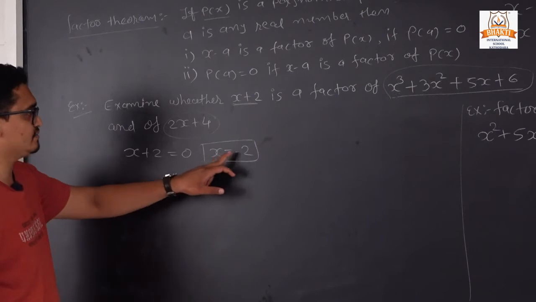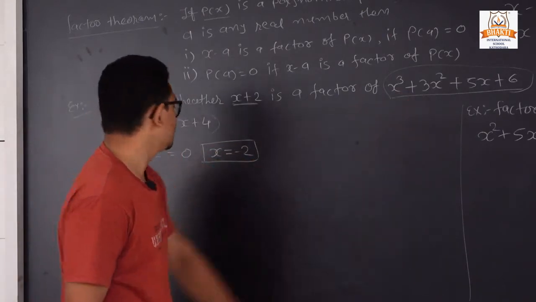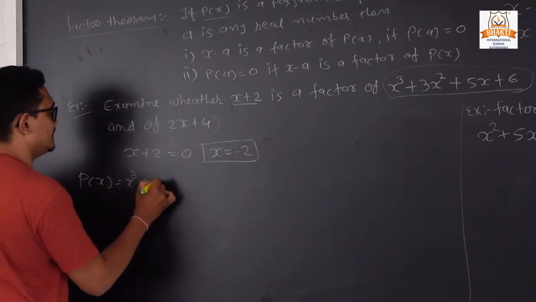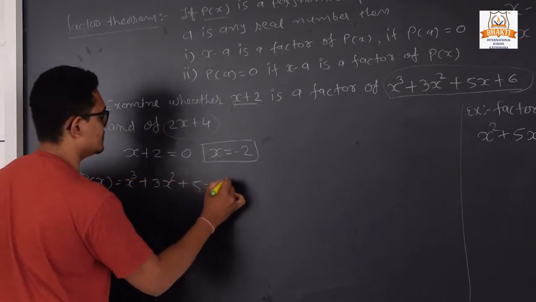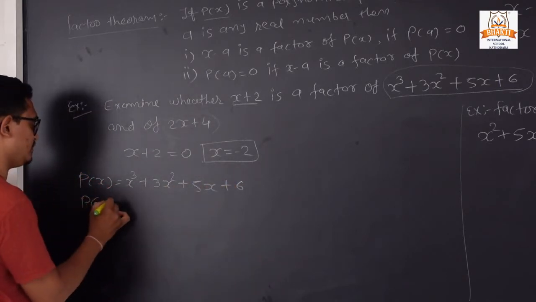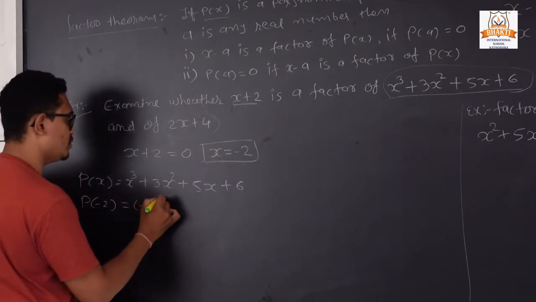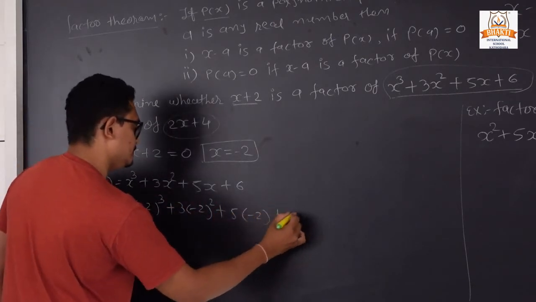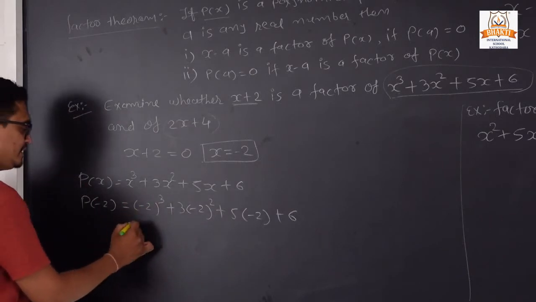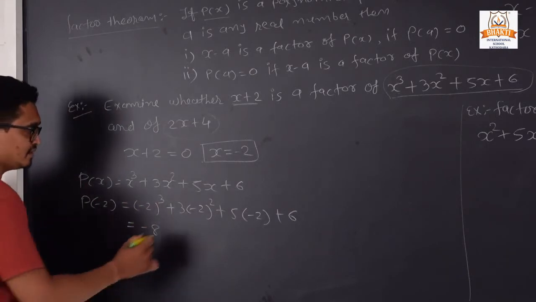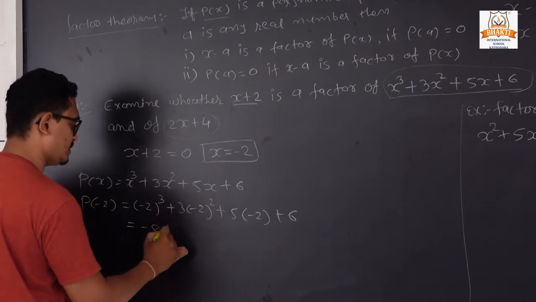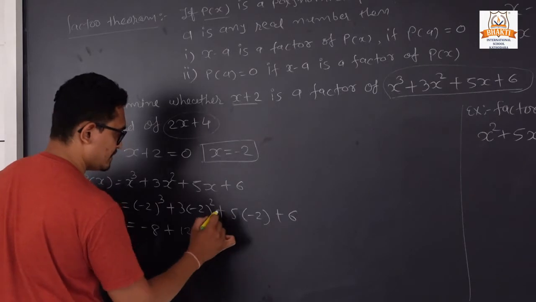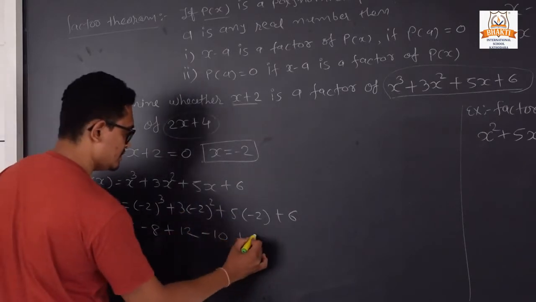Now we will put x equal to minus 2 in that. So we can write p of x is equal to x cube plus 3x square plus 5x plus 6, and we put p of minus 2. Now we will put all the values. Minus 2 cube will be minus 8. Minus 2 square is 4. 4 times 3 is plus 12. 5 times 2 is 10, minus 10 because plus times minus is minus, and plus 6.